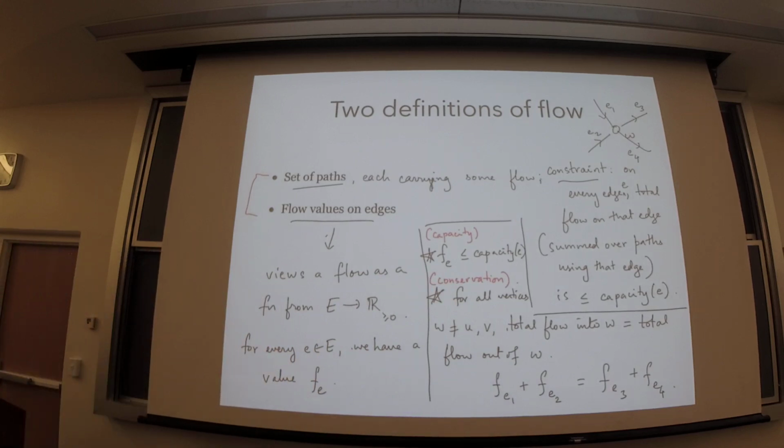So it's actually a fairly simple exercise for you to see how these two definitions are equivalent. In fact, going from paths to flow values is basically trivial, right? Because if you had a collection of paths and you wanted a flow value, you just sum up all the flow that uses that edge, and that gives you a way of going from one direction to the other. Going from flow values to a set of paths is a little bit more tricky, but even that is somewhat easy to do if you think about it a little bit, right?